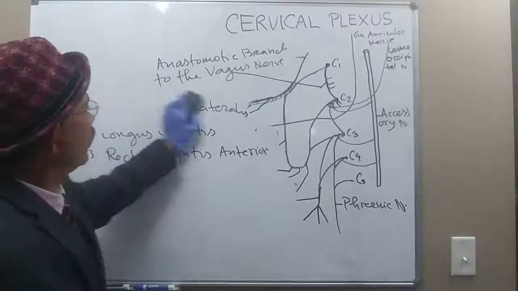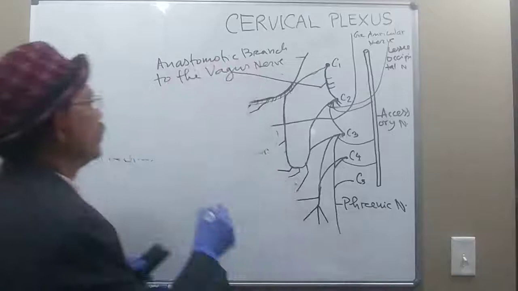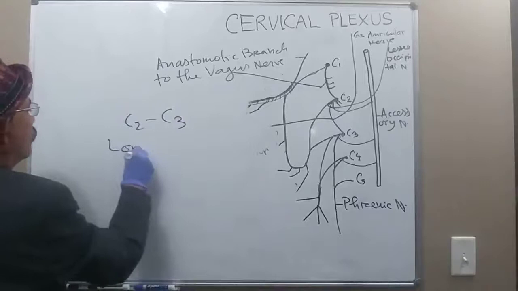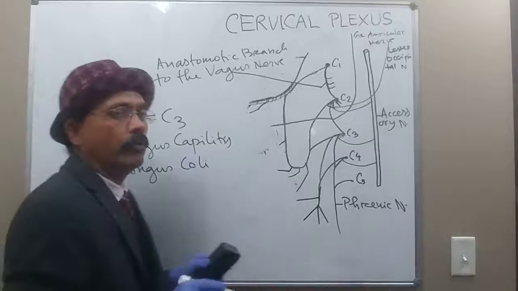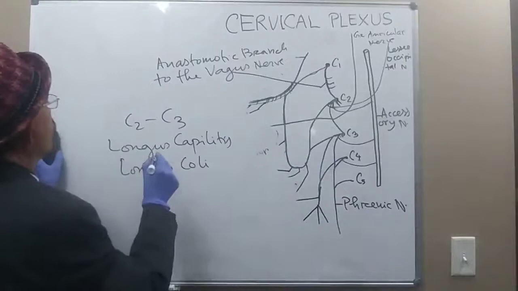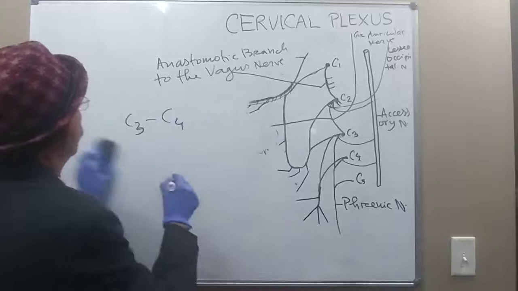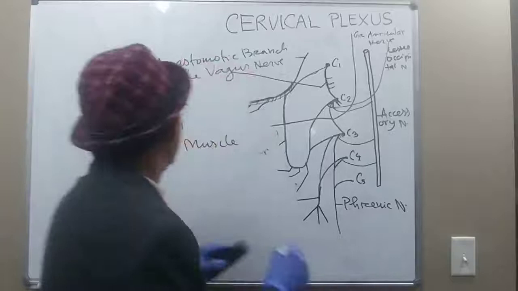Okay, we have another configuration. From C2 to C3 we have contribution to longus capitis and longus colli. We have contribution from the loop between C3 and C4 to the scalene muscles and the levator scapulae.